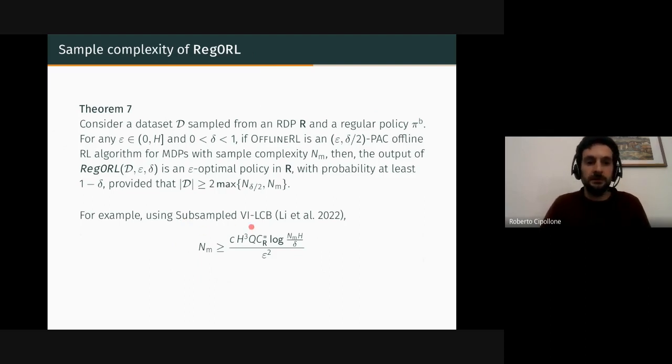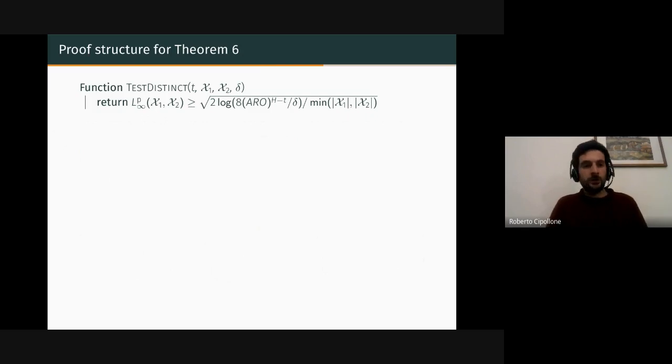Here, the hidden states appear and the concentrability for the RTP as well. Okay, just a couple of words quickly on the proof.